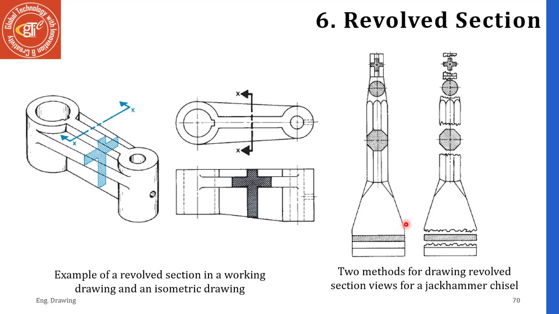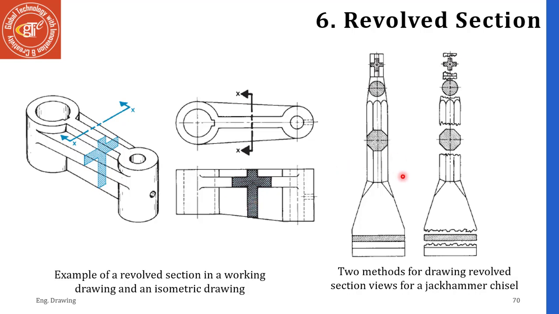Here are some examples of revolved section, in a multi-view drawing and an isometric drawing. So this one is the isometric drawing and this one is the multi-view drawing. In this isometric drawing, we imagine the cutting plane at this point, and this view is revolved at an angle of 90 degrees, and it turns out to be like this.